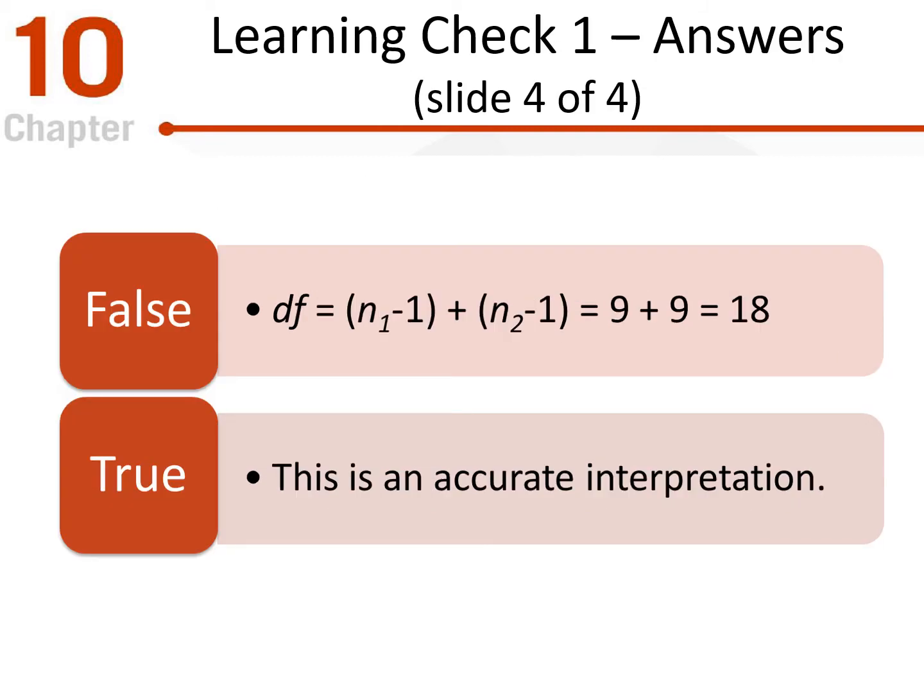And so this is what we have with degrees of freedom. The degrees of freedom is actually 18. And the statement about the standard error of the difference between sample means is accurate. It's always under the situation where the null hypothesis is true, that there is no difference in the population.